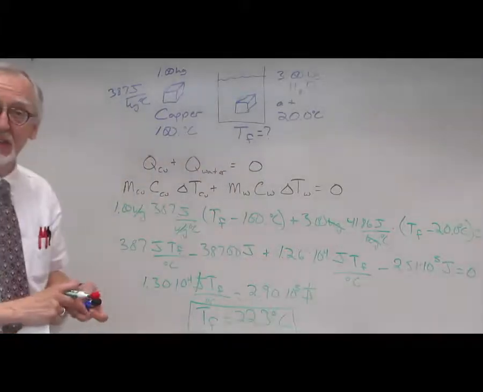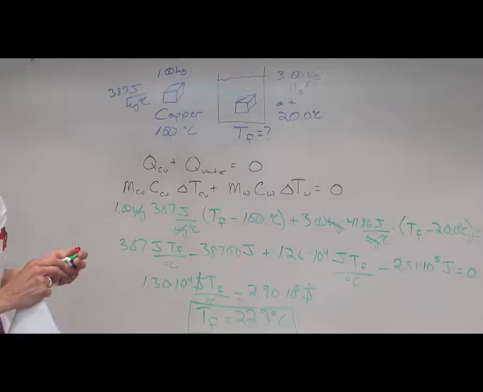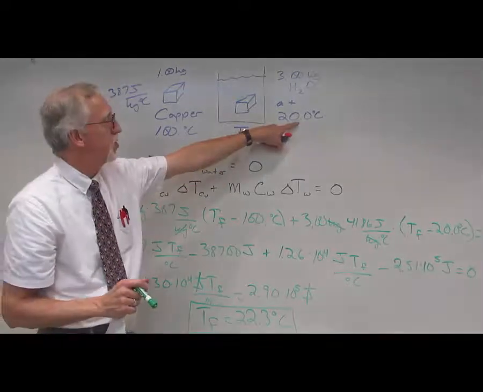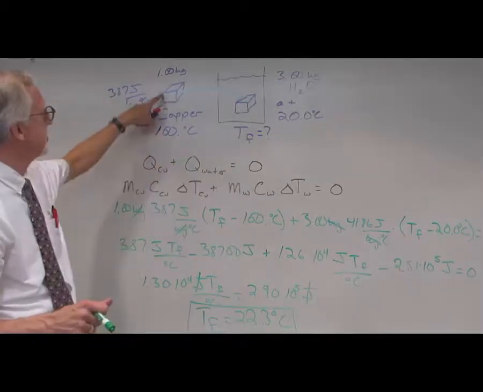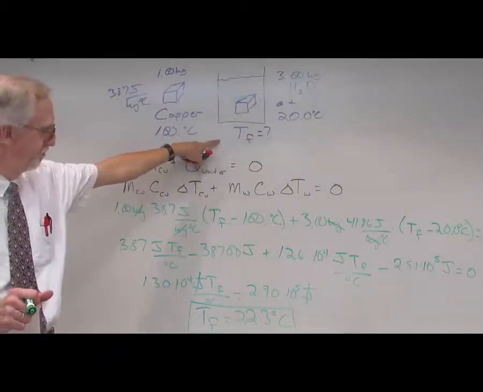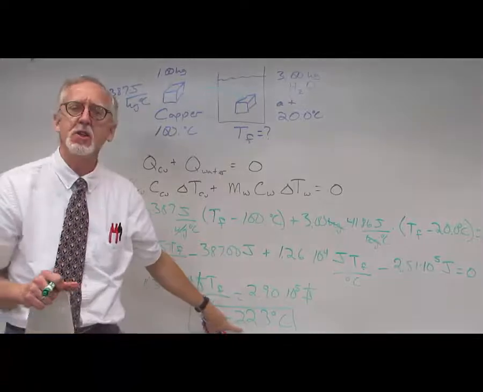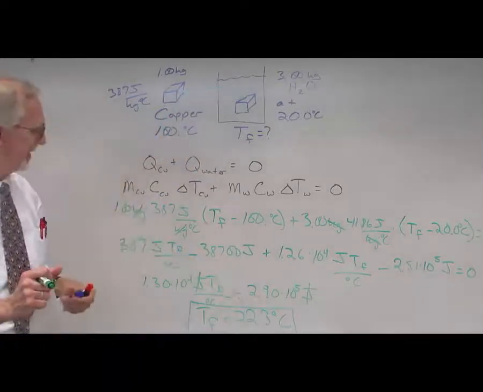Now, let's think, does that make sense? Well, first of all, 22.3 degrees is warmer than 20, so yeah, the water has heated up. It's less than 100, so yes, the copper is cooled down. However, it's a whole lot closer to 20 than it is to 100. Now, does that make sense?